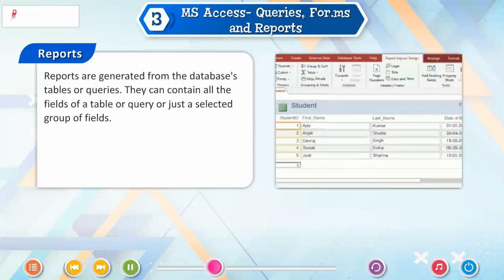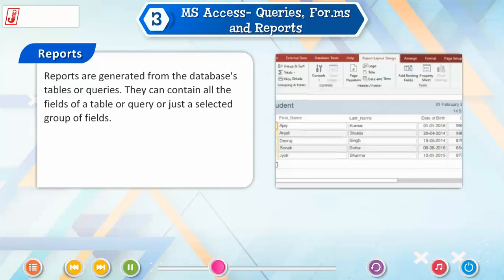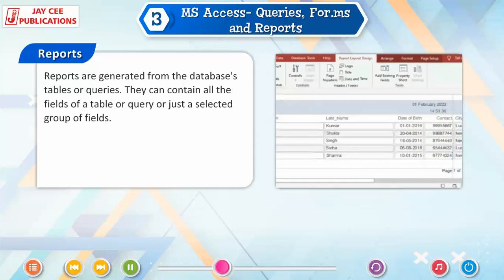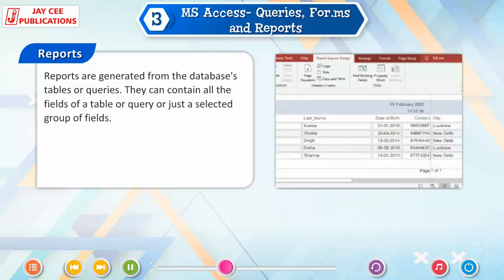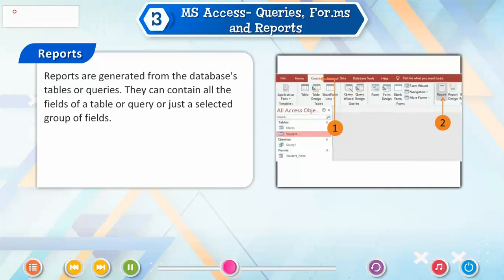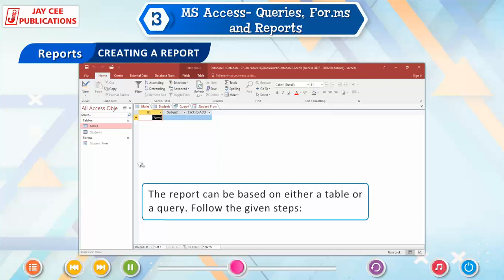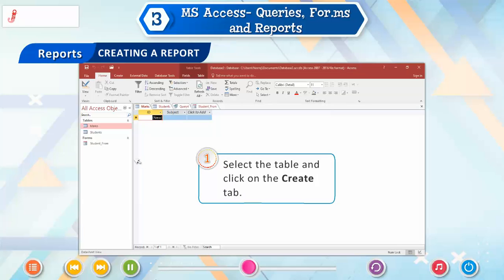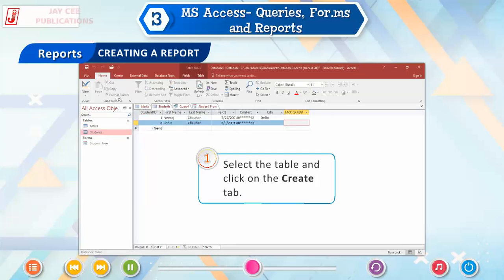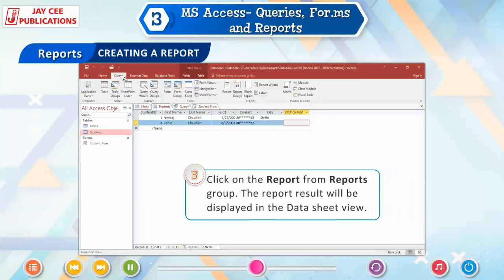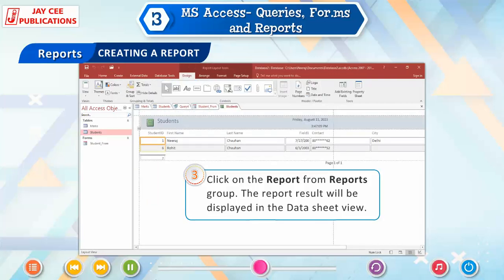Reports are generated from the database's tables or queries. They can contain all the fields of a table or query or just a selected group of fields. Creating a report. The report can be based on either a table or a query. Follow the given steps. 1. Select the table and click on the Create tab. 2. Click on the Report from the Reports group. The report result will be displayed in the datasheet view.